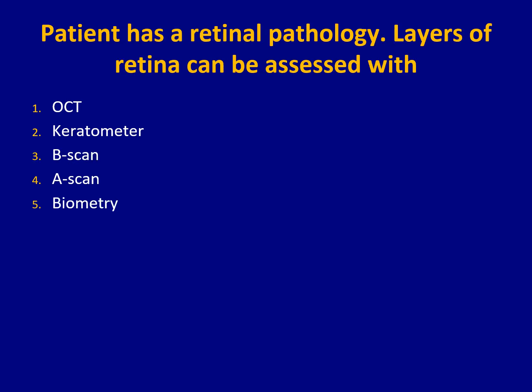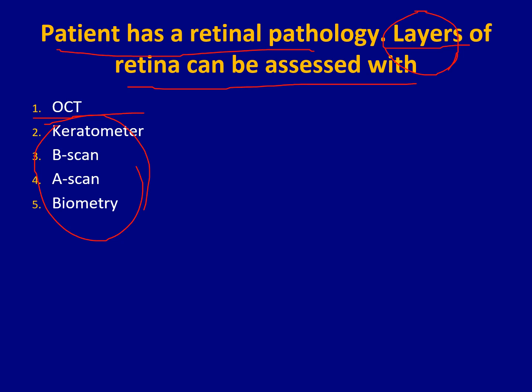Next MCQ. A patient has a retinal pathology, layers of the retina can be assessed with. Now concentrate on layers of the retina. So only one investigation in which you can see the layers of the retina, and that is OCT. The rest are for the other things. So the answer would be OCT.